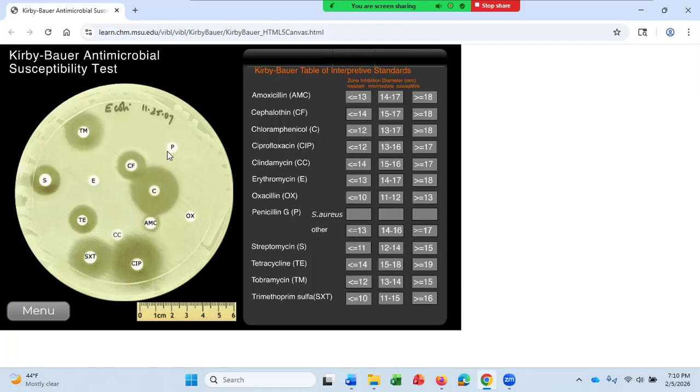Same with P, probably penicillin G. As for streptomycin, it has a zone of inhibition. Let's take the ruler and bring it to the edge here, about there. It looks like the diameter is around 18 millimeters, maybe 17. So click here, and the correct answer, 17, is greater than 15. That's correct. If it's green, it's the right color. If it's wrong, it'll give you a red X.